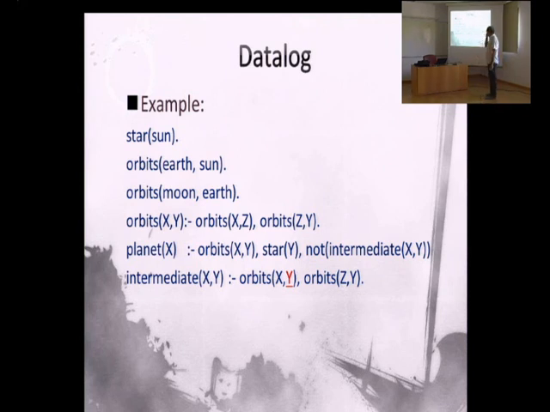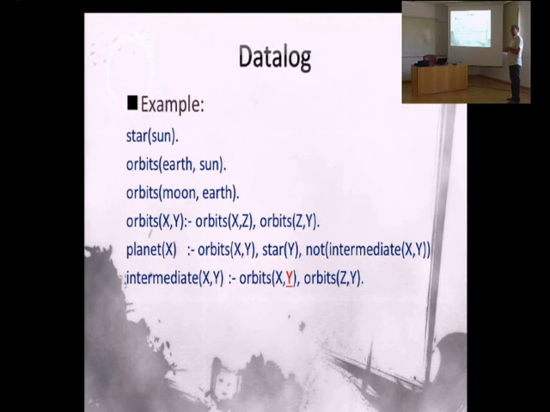So we can check this example, and we can try to debug this example. This is an example for the Earth and the Moon and the Sun, and we have a few predicates. I will try to explain this, and we will try to debug the problem. So it says, first, the Sun is a star. The Earth orbits around the Sun. The Moon orbits around the Earth. And we can make orbits a transitive relation: X orbits Y if X orbits Z and Z orbits Y.